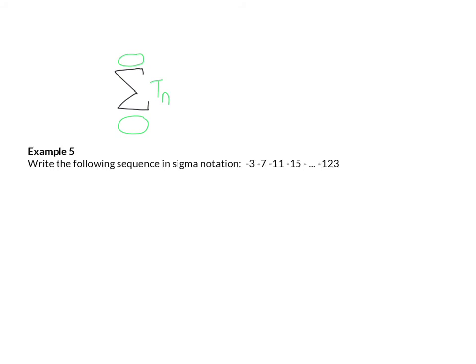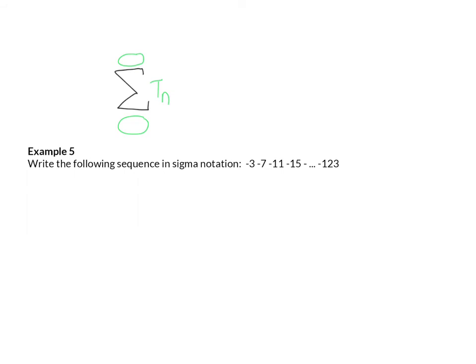You can also be asked to write an expanded sequence in sigma notation. So to write in sigma notation, you need to be able to tell me where to start, where to end, and what the general formula or the general rule for that sequence is. Example 5. Write the following sequence in sigma notation.